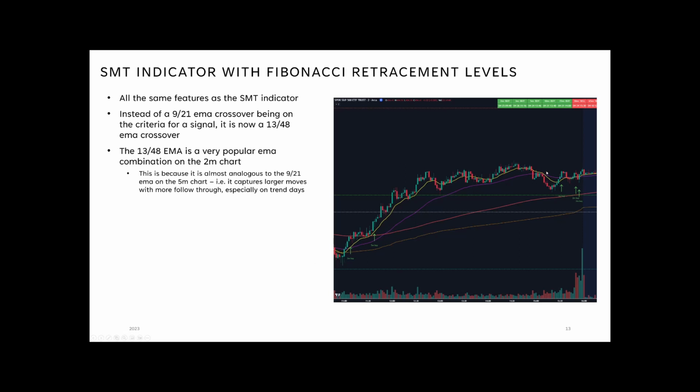If you prefer to trade the 13 and 48 EMA, I've coded this indicator so that one of the criteria is a 13 and 48 EMA crossover. That's going to give you fewer crossovers, but those crossovers and the rest of the conviction are going to be higher confidence. You have those longer EMAs, so you can expect more follow through on those moves. So that was a cool addition. Whoever wants to use the 13 and 48 EMAs, I got you. So I made this indicator as well.